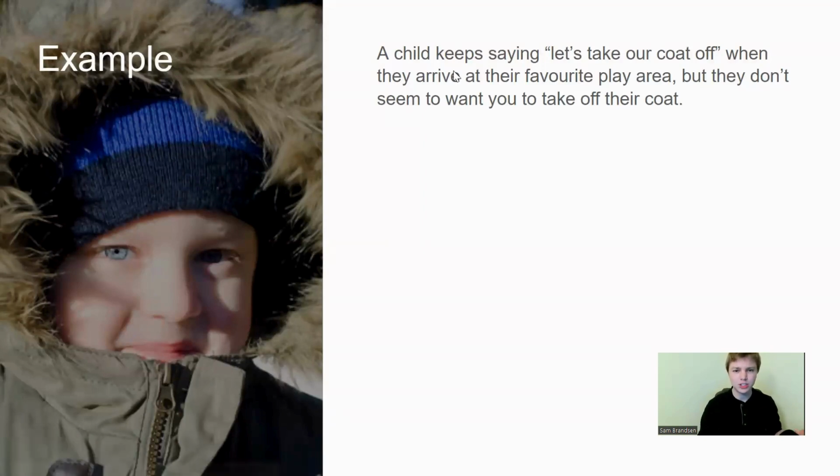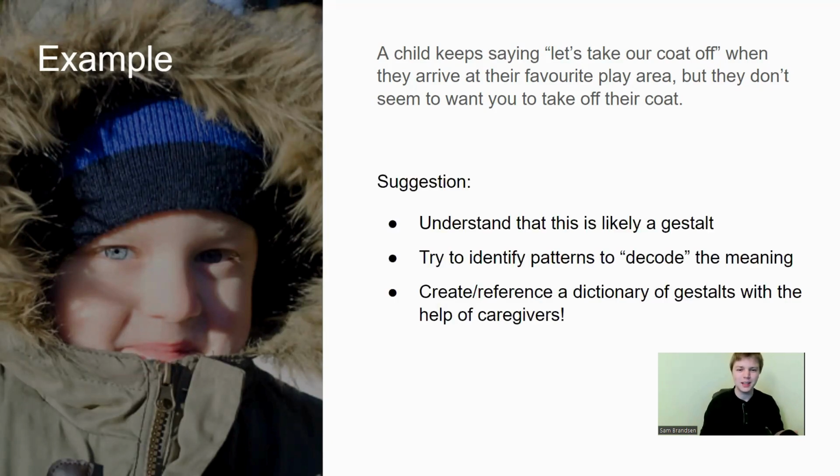For example, you can imagine a child keeps saying, "let's take our coat off" when they arrive at their favorite play area. But then if you offer to help them take off their coat, they don't seem to want that. And they also don't seem to be interested in taking off their coat at all. This can sometimes be perceived as if the child's asking for something and then constantly refusing it. But from the child's perspective, they might not be saying anything literally about their coat at all. They might be repeating a phrase that has a special meaning to them.